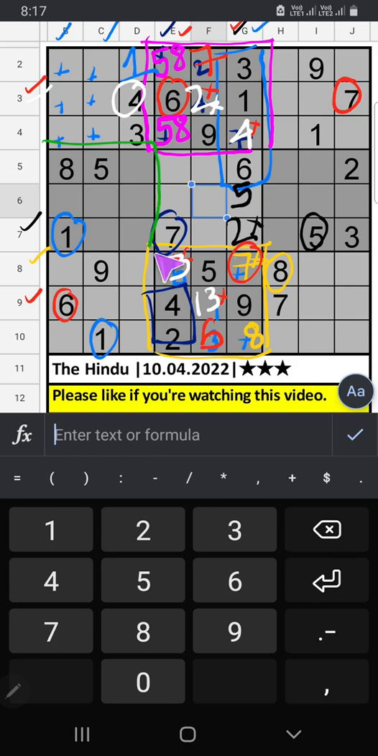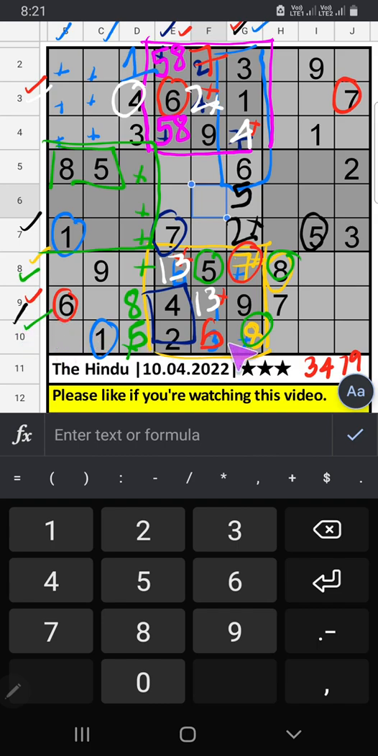4th grid. Then 8th row, we have pair numbers 8 and 5. So 8 and 5 can't come in these cells. It will come in one of the cells. We will confirm later. 10th row, we have 8. So 8 can't come in the cell. 8 is confirmed here. Then 5 is here.